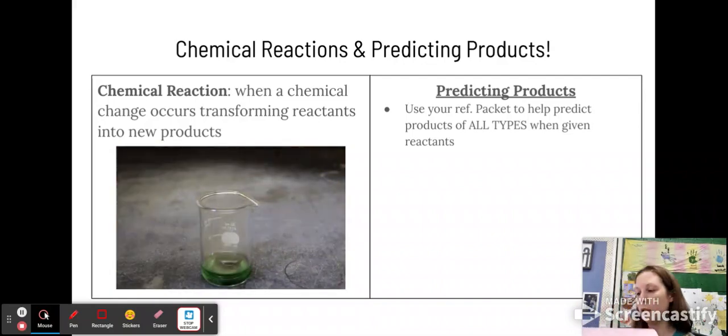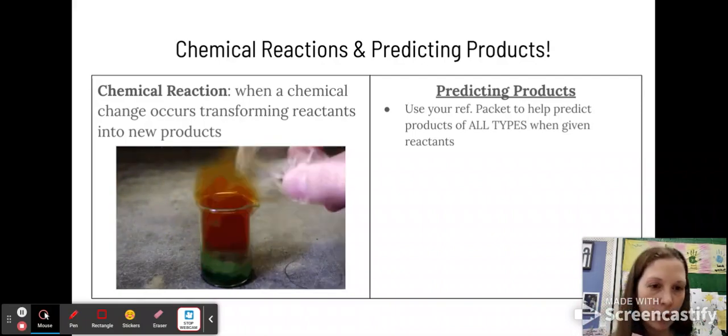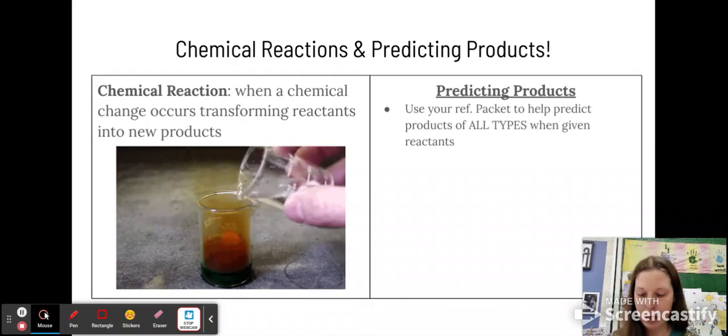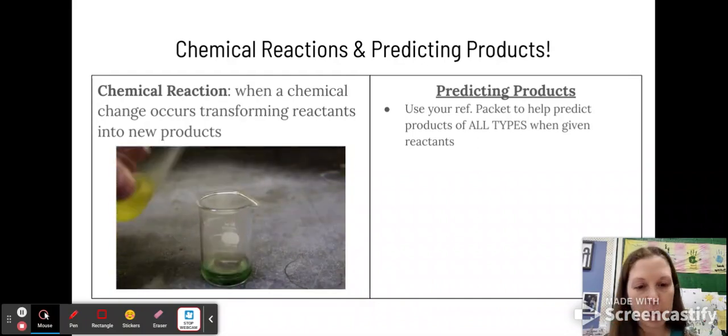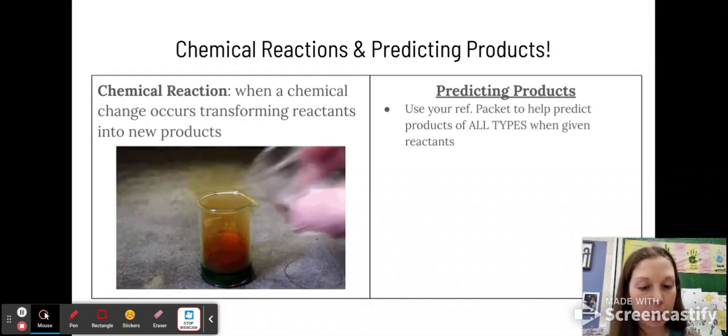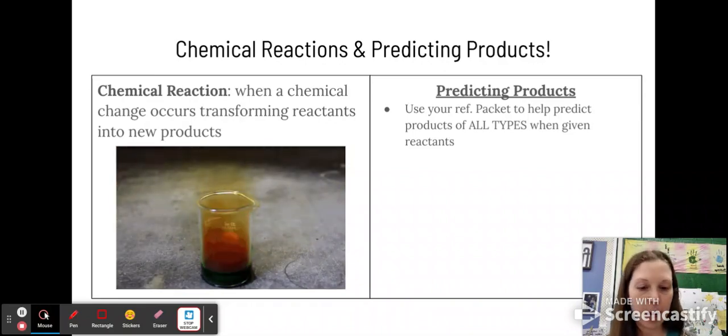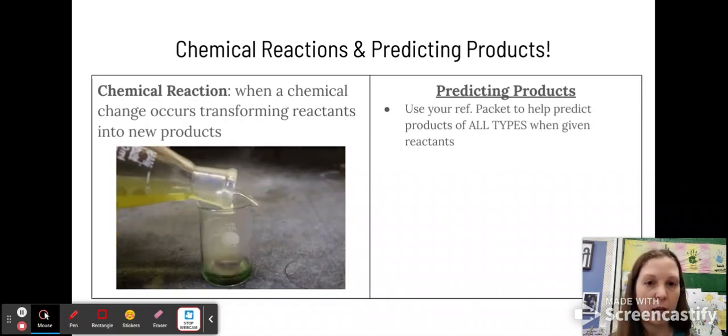So I'm going to kind of show you, and obviously if our reference packet changes, I'll update it whenever we're in class. But you have a page in your reference packet that is called Guidelines for Predicting Products of Chemical Reactions. So you need to find that page because it will tell you everything that you need to know.